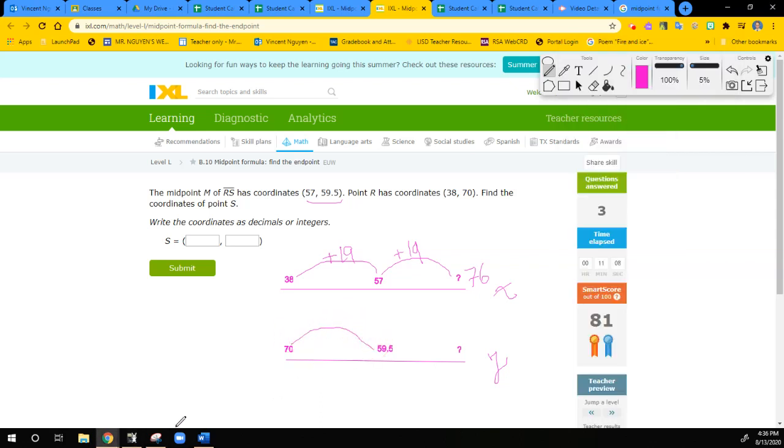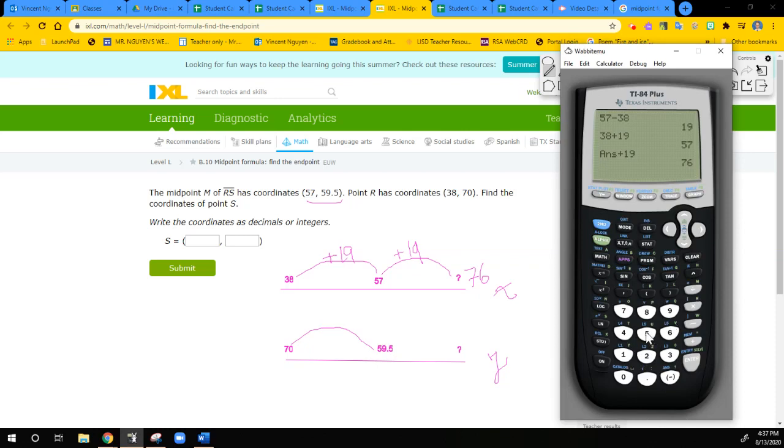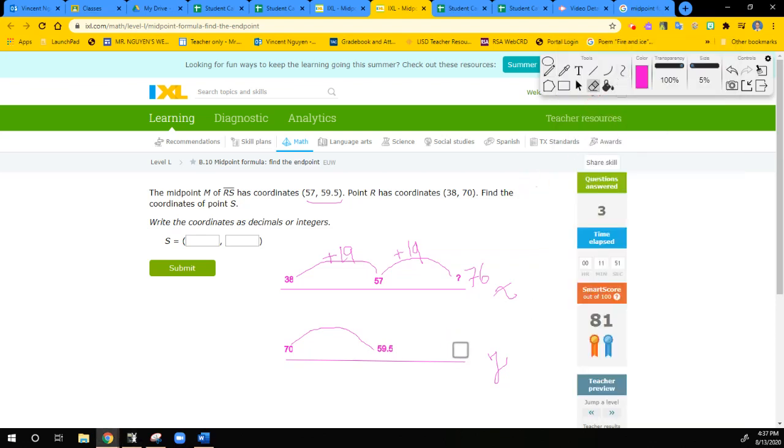We need to know how long this is, right? So I do 59.5 and I subtract my 70. Actually, I need to do this. I need to do my endpoint. 59.5 is the middle. This is 70. Oh, so I need to put 70 over here. It really makes no difference, but I'm going to go ahead and do that just so that it actually makes sense to you. The N is actually 70. It doesn't really matter because it's still an endpoint.